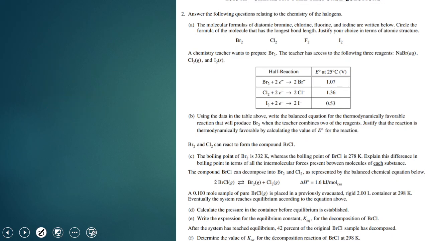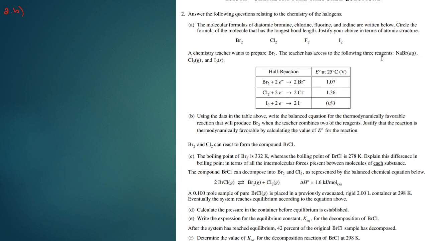Alright, question 2b. So using the data in the table above, write the balanced equation for the thermodynamically favorable reaction that will produce Br2 when the teacher combines two of the reagents. Justify that the reaction is thermodynamically favorable by calculating the value of E for the reaction. Alright, so now we're throwing in some electrochemistry into it. So what exactly defines a thermodynamically favorable electrochemical reaction?